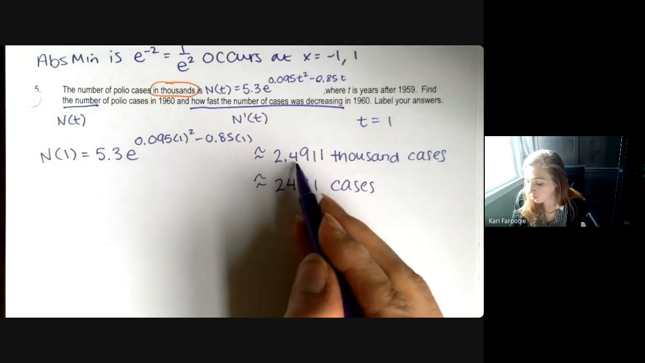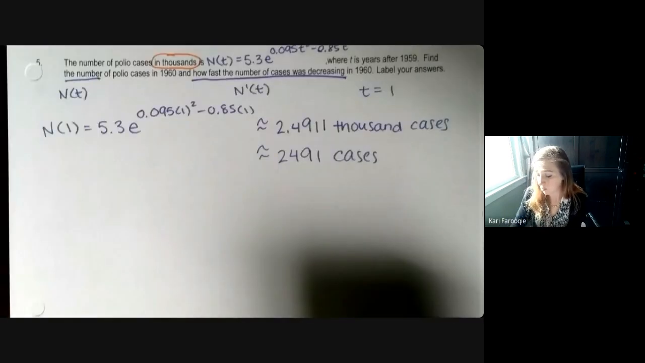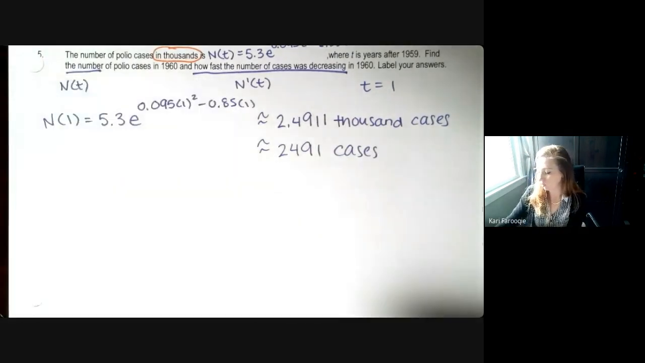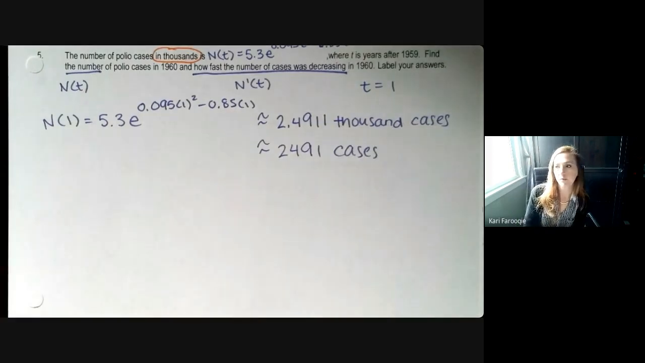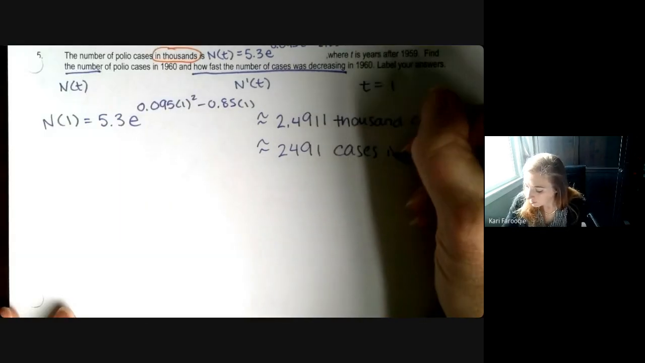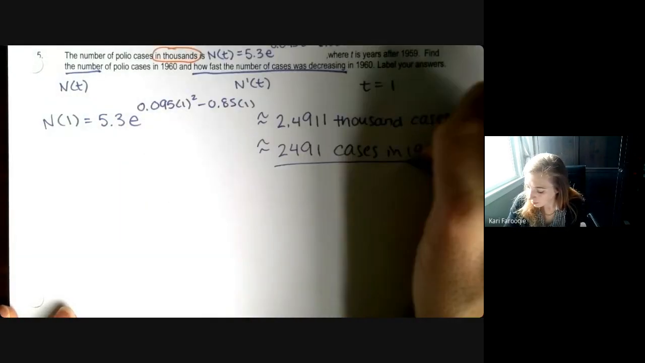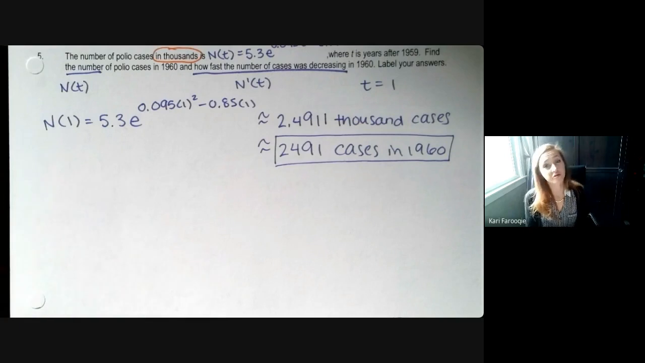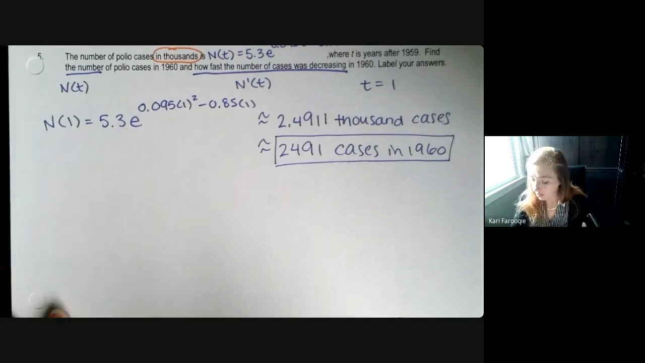You'll be moving that decimal to the right 3 places, or just take this number that you have in your calculator and multiply it by 1,000. Oops, not add, multiply. And you get 2491.056. I would give you instructions, of course, for rounding, but this would be the way that you would answer this. So you wouldn't say 2.4911 thousand cases. Answer it with an actual number that's meaningful, in 1960. Okay, and then the other thing we're going to do here is find how fast the number of cases was decreasing in 1960. So in order to do that, we need to find n prime.